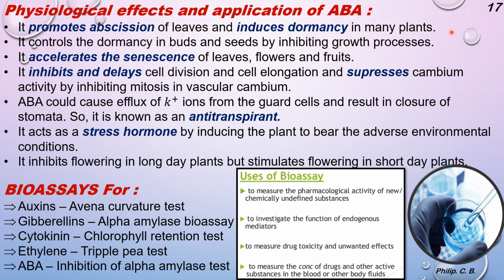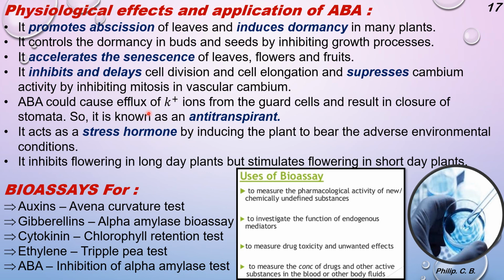Again, the most important function in case of ABA, that is, we can say the opposite of the growth promoters, that is auxin, gibberellins, cytokinins. It helps to overcome dormancy, promotes growth, whereas in case of ABA it promotes abscission and induces dormancy. It controls the dormancy in buds and seeds by inhibiting growth process. It accelerates the senescence of leaves, flowers and fruits. It inhibits and delays cell division and cell elongation and suppresses cambium activity by inhibiting mitosis in vascular cambium.